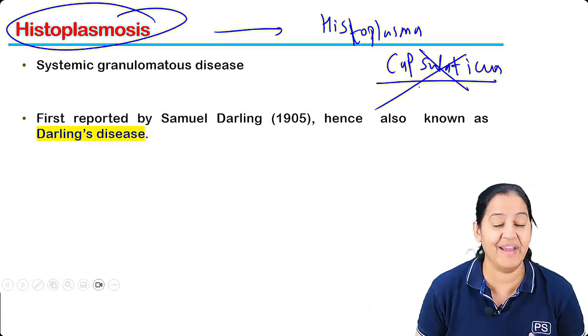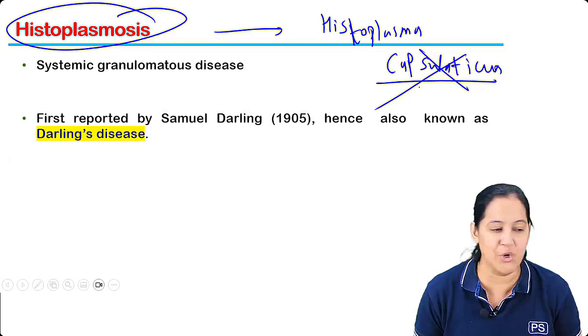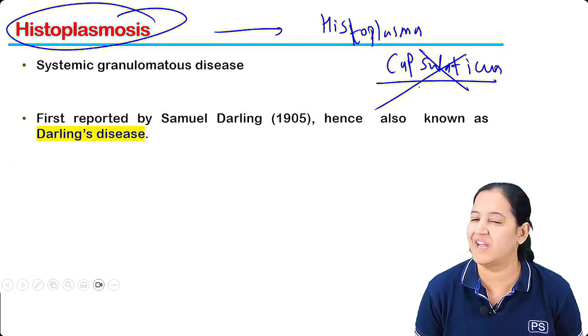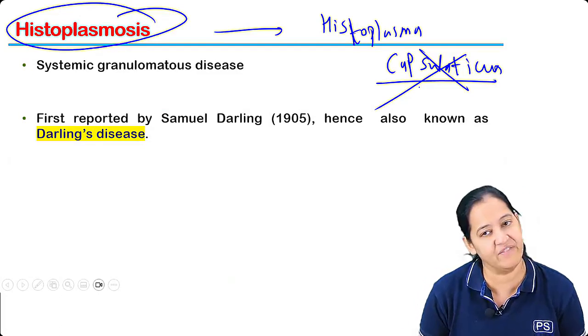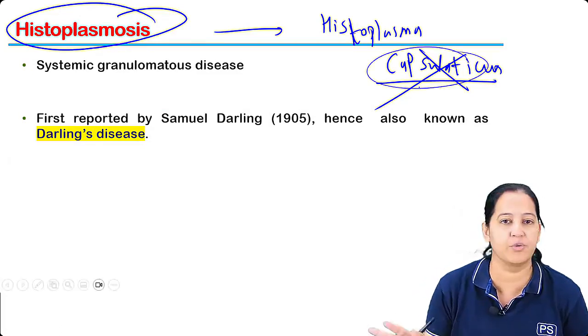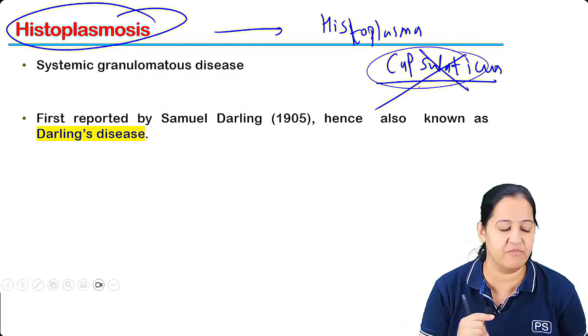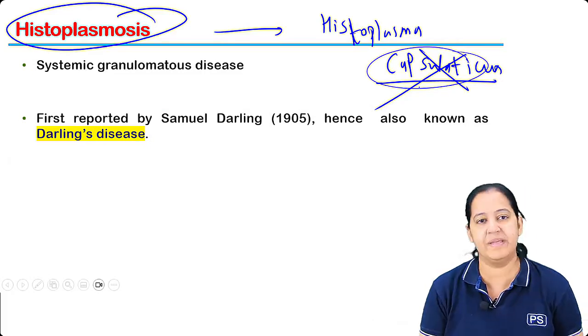So you feel that because it's capsulatum, it will have a capsule? No, it's a misnomer. It doesn't have any capsule. So please write down, it's a misnomer. It doesn't have the capsule. Wherever capsulatum is written, write down that it doesn't have a capsule. It was asked as a question once, so please learn that.